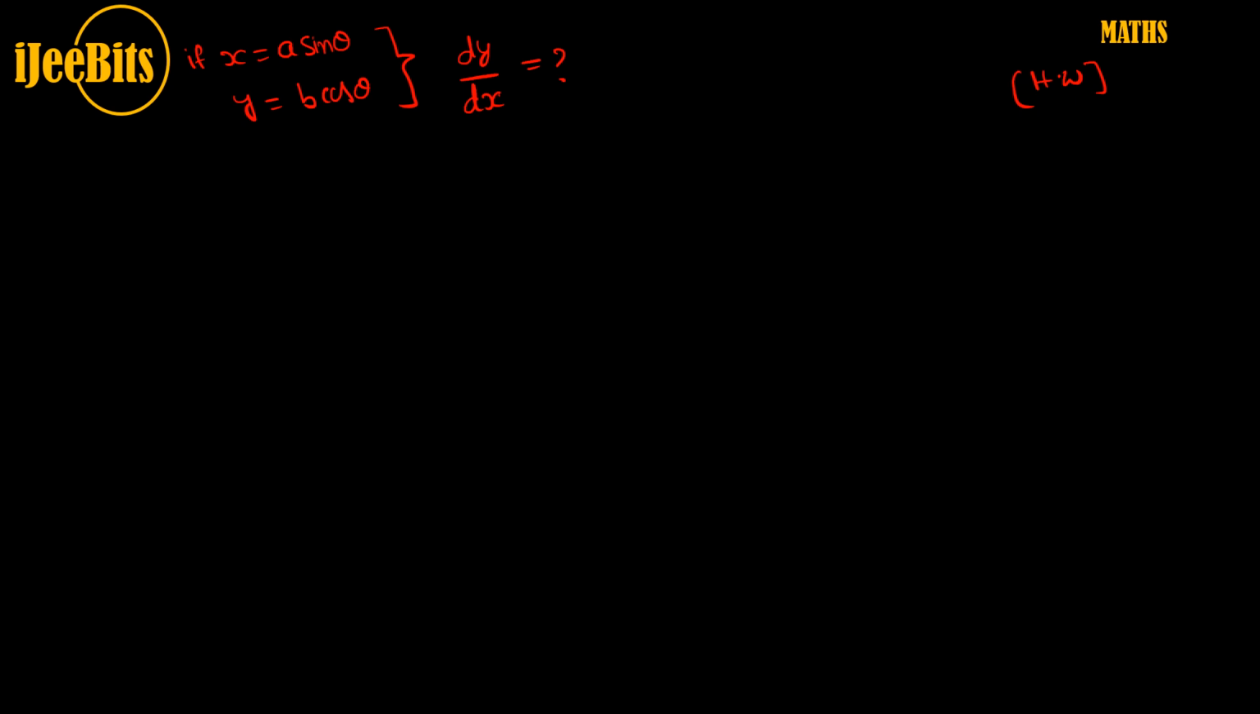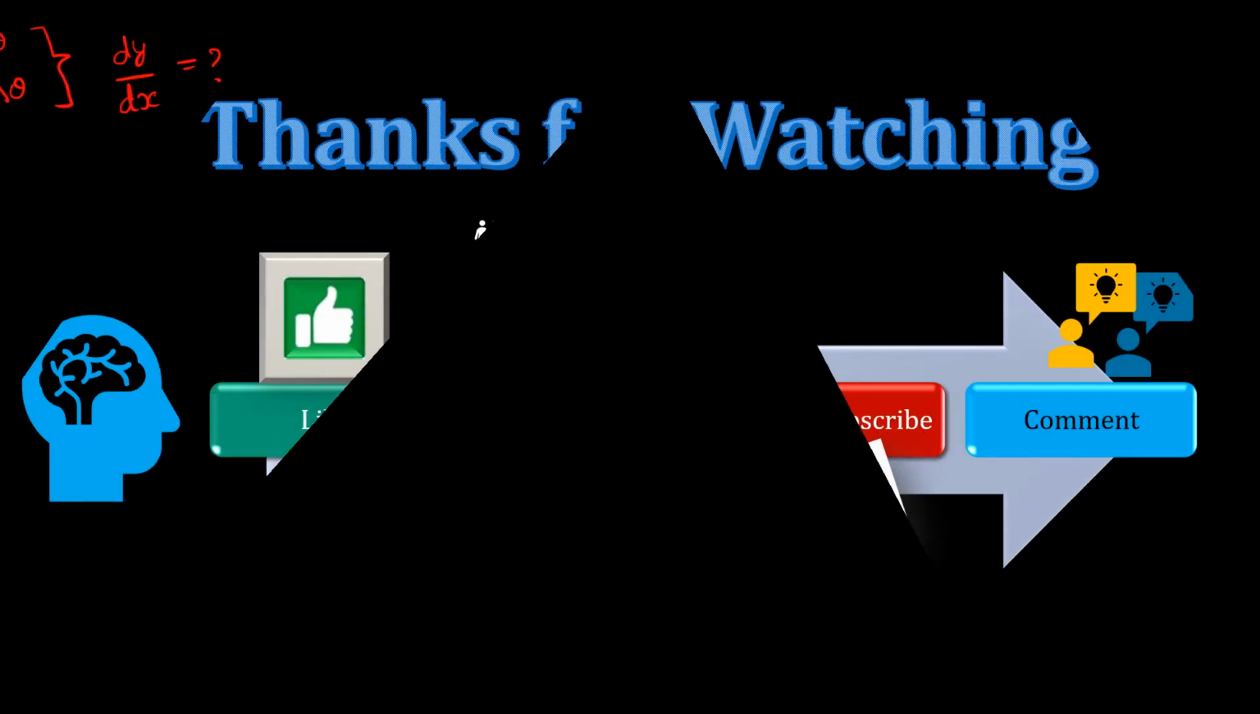Next problem. If x equal to a sin theta, y equal to b cos theta, then find dy by dx. So I'm leaving this for you. It's simple, and you can get it in a few seconds. So homework for you. Let's move on.